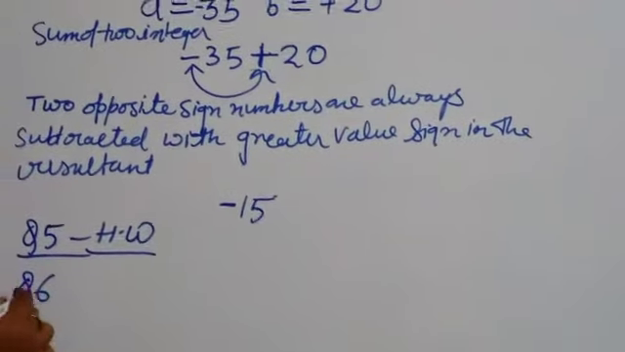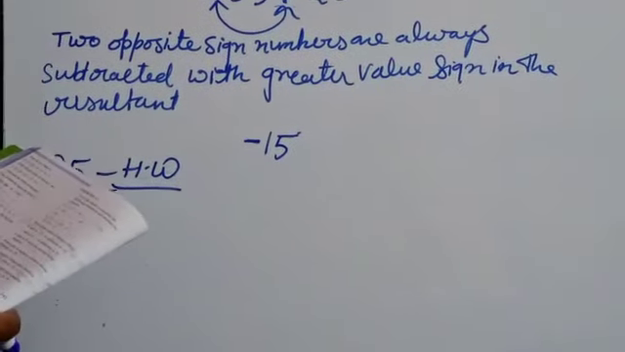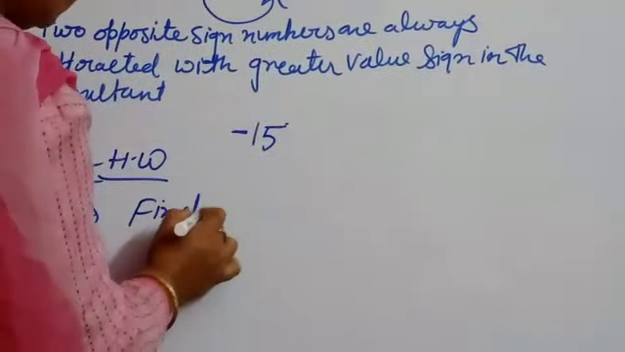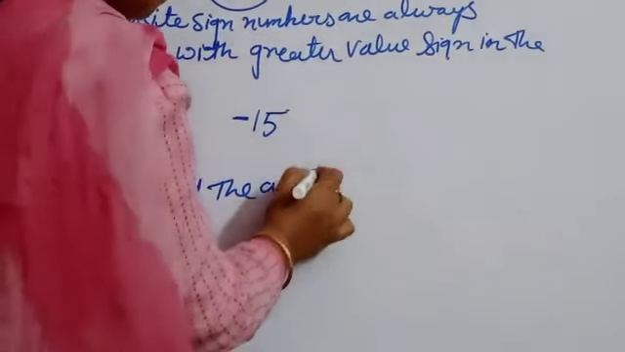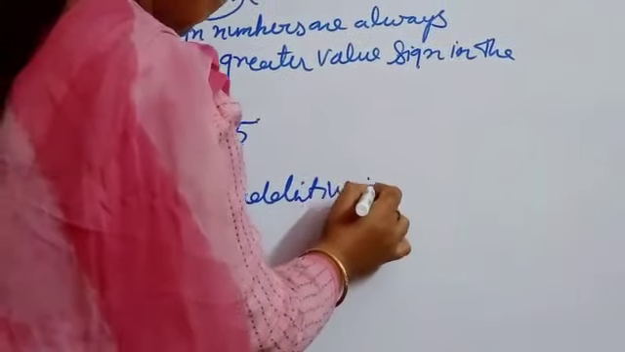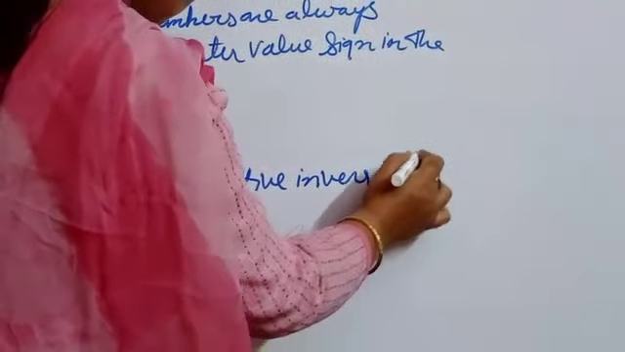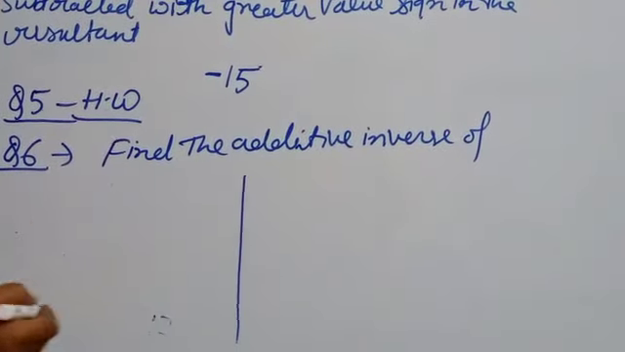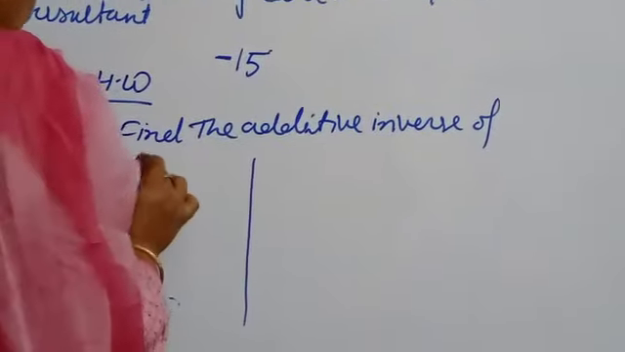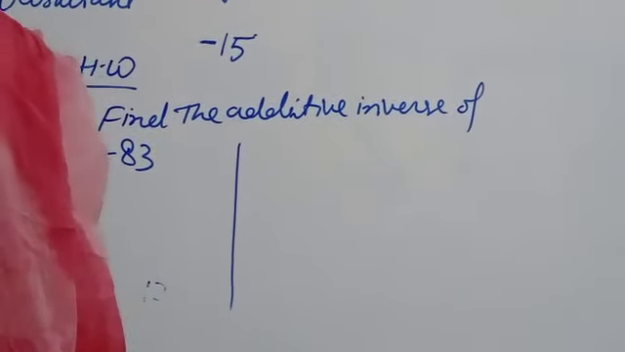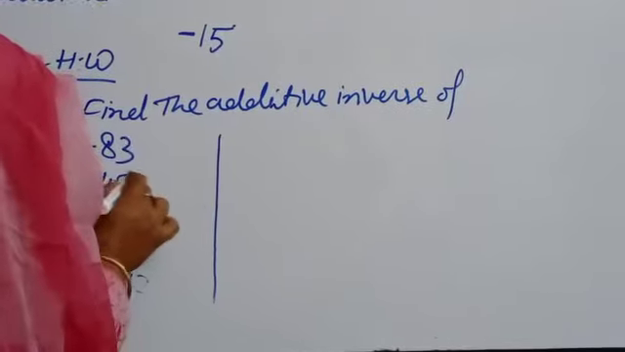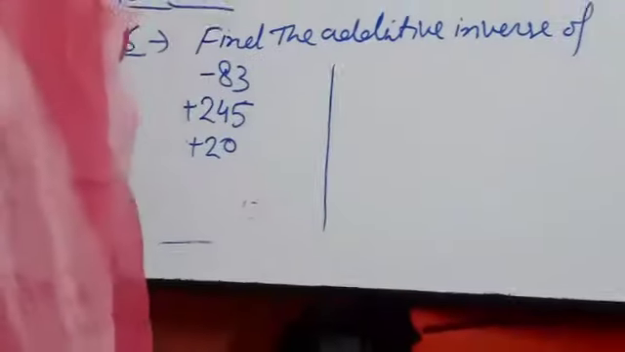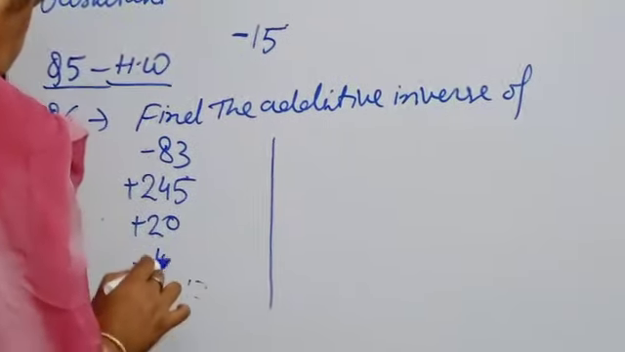See question number 6. What is this? Find the additive inverse of. Numbers are given to us: minus 83, 245, which has a plus sign, plus 20, minus 1005, or minus 145.